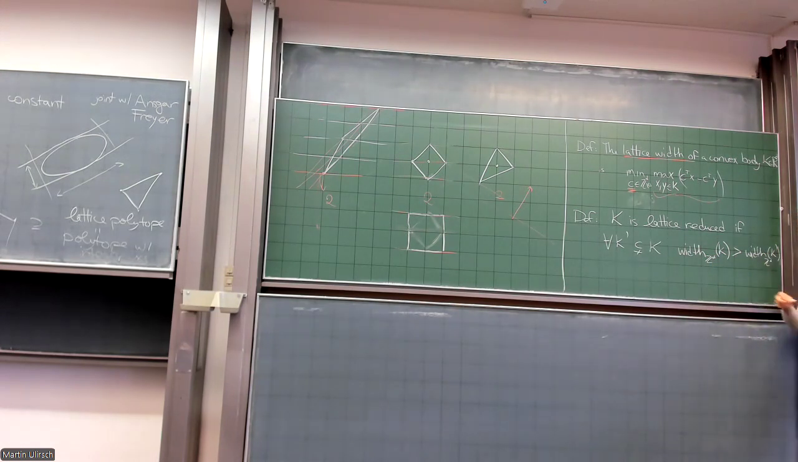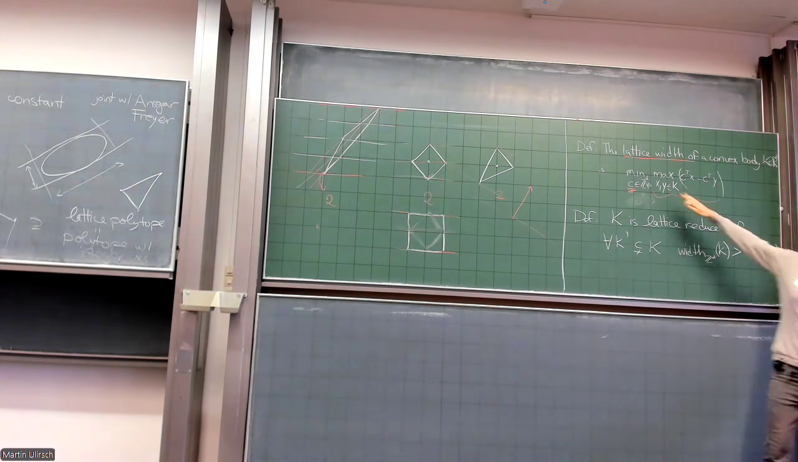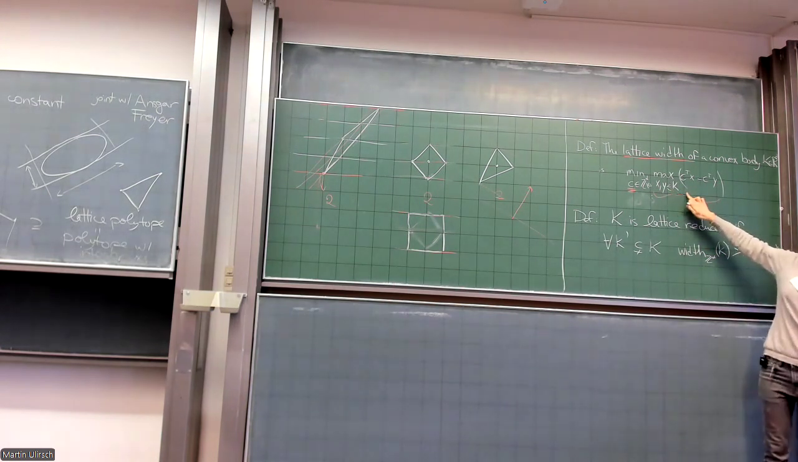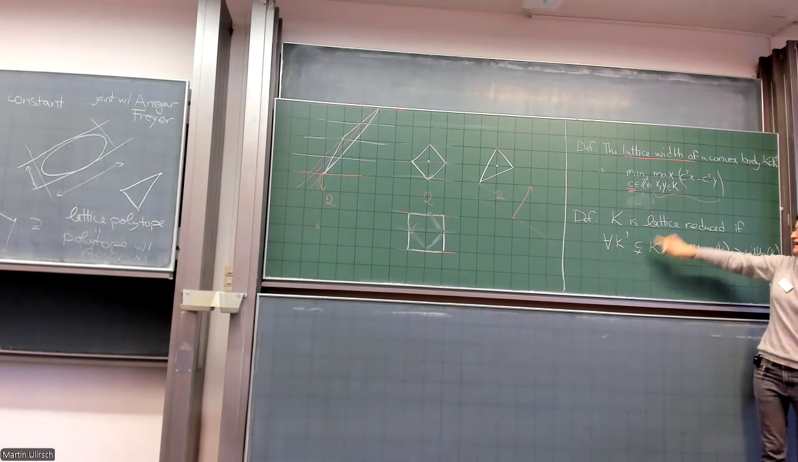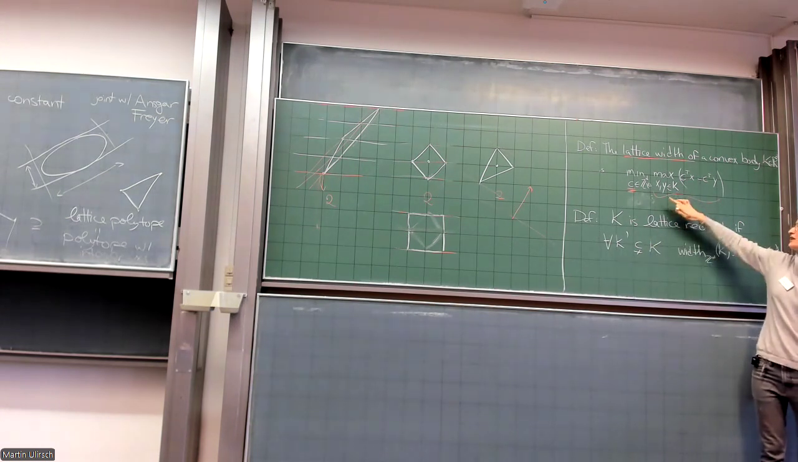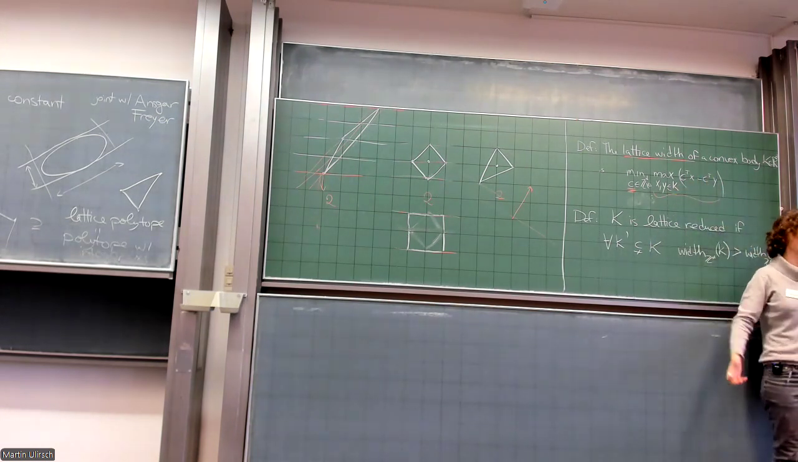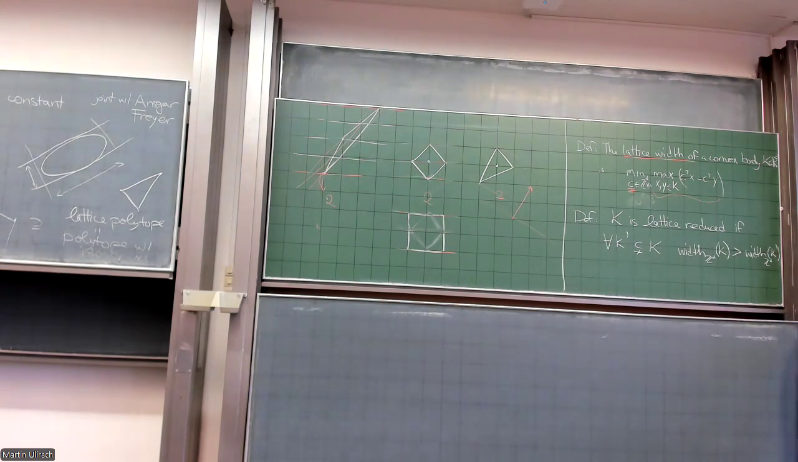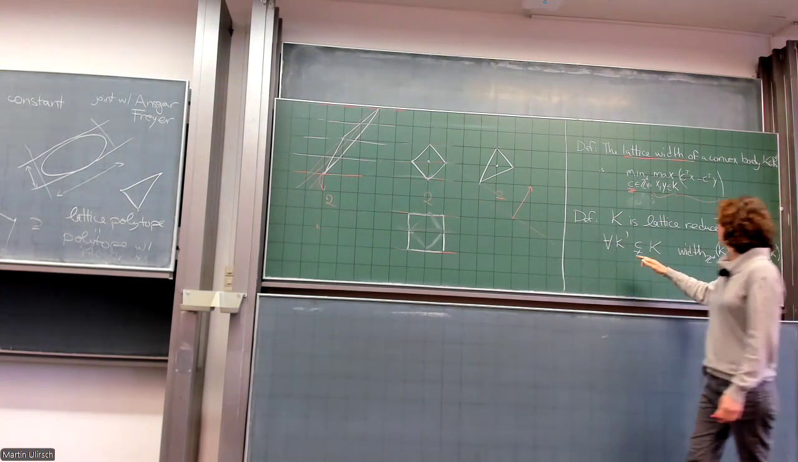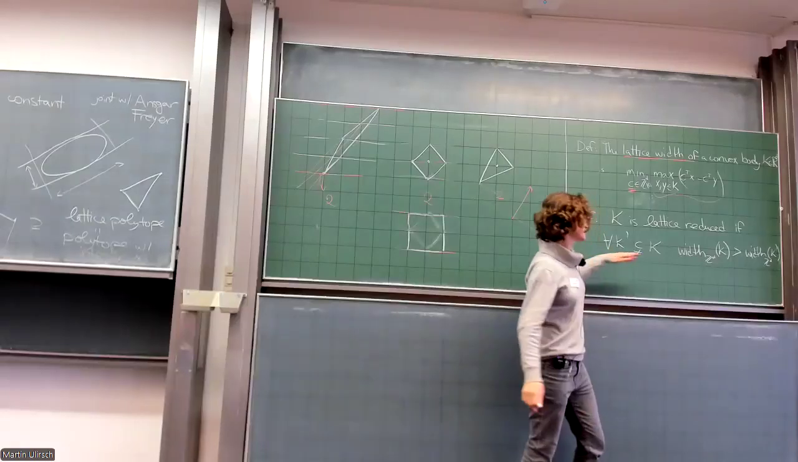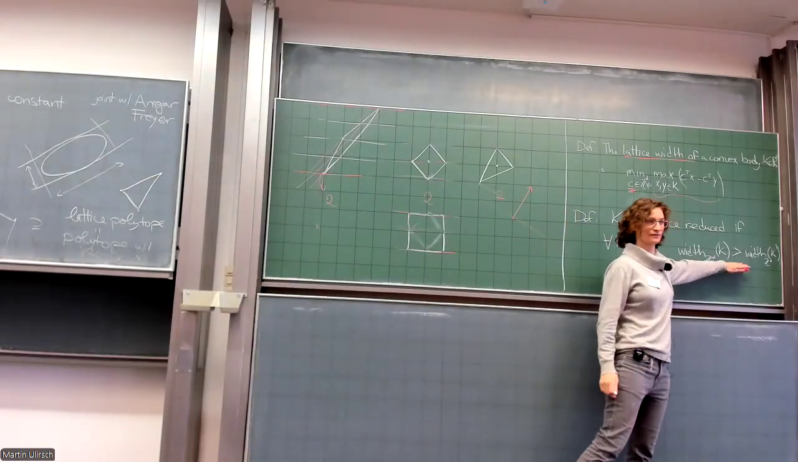So what I said is that it's monotone, but it's weakly monotone. We definitely know that if I'm taking the maximum over something, if K is strictly bigger, this maximum will be at least as big, but it could be the same. But here I'm saying that it's lattice reduced if instead we have strict inequality.